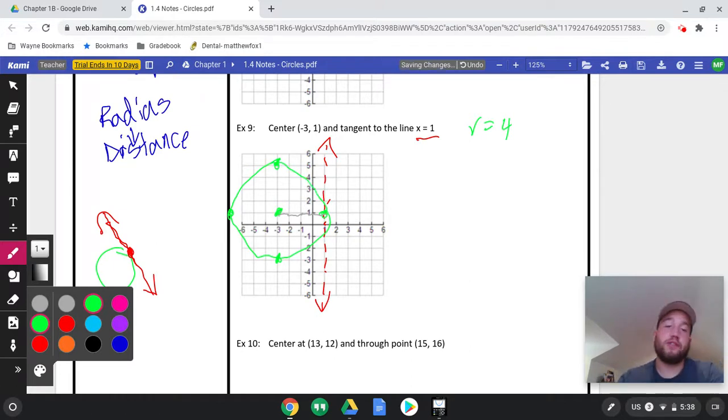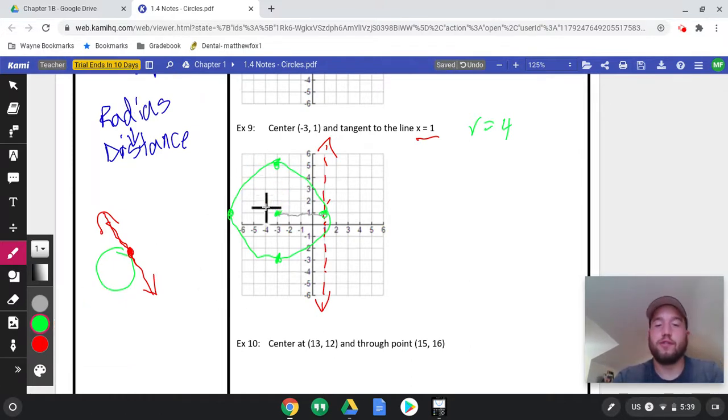And man, I still am not very good at drawing circles. So give me some grace. I need to continue to practice drawing circles on this touchpad because it's not going well.